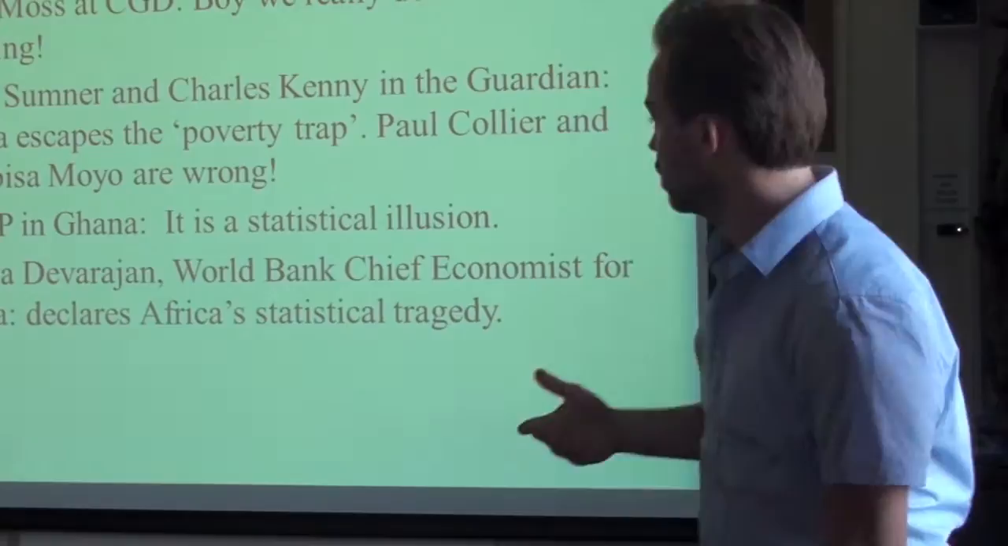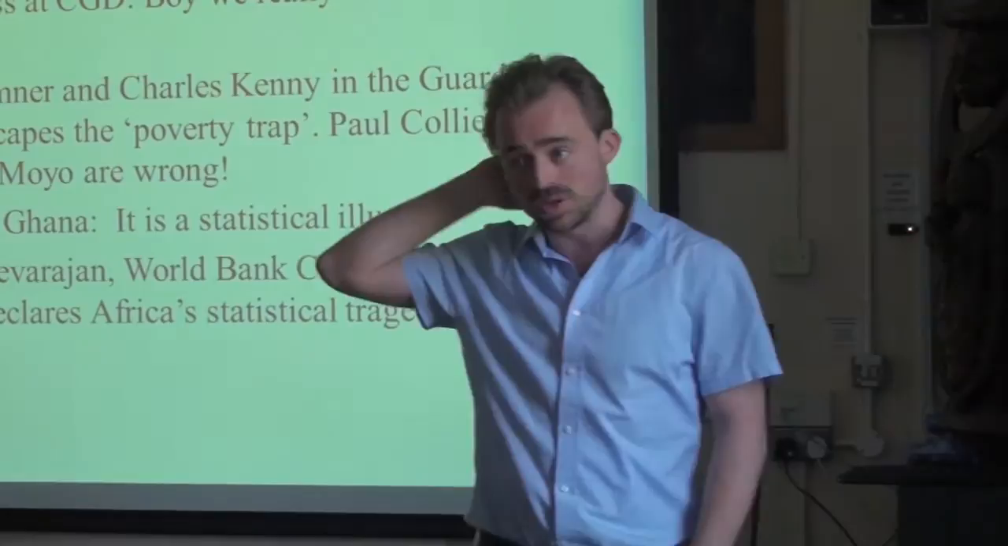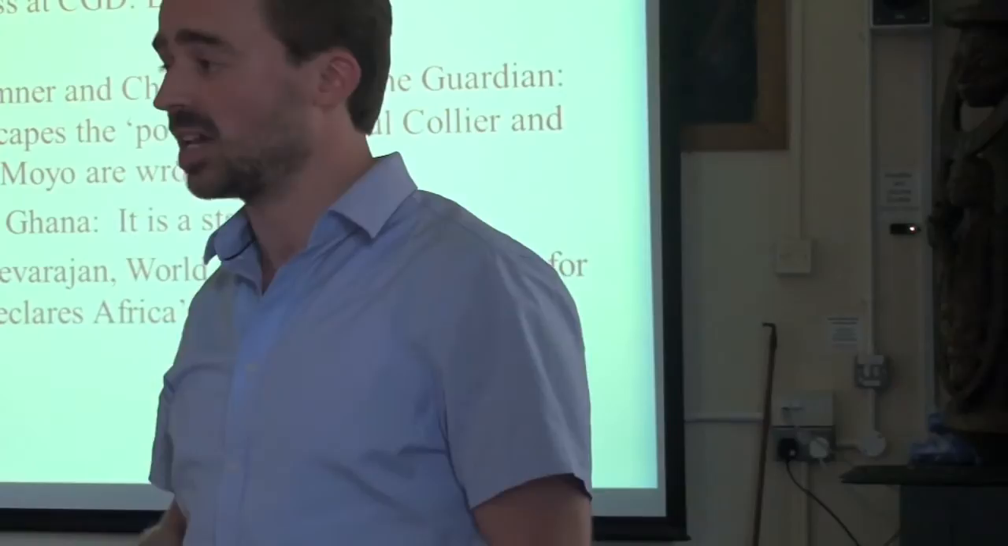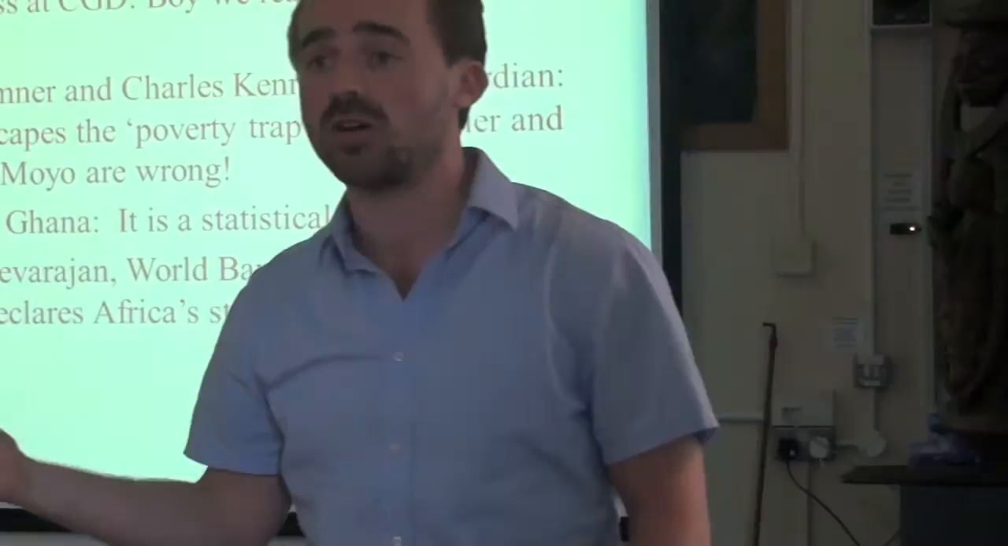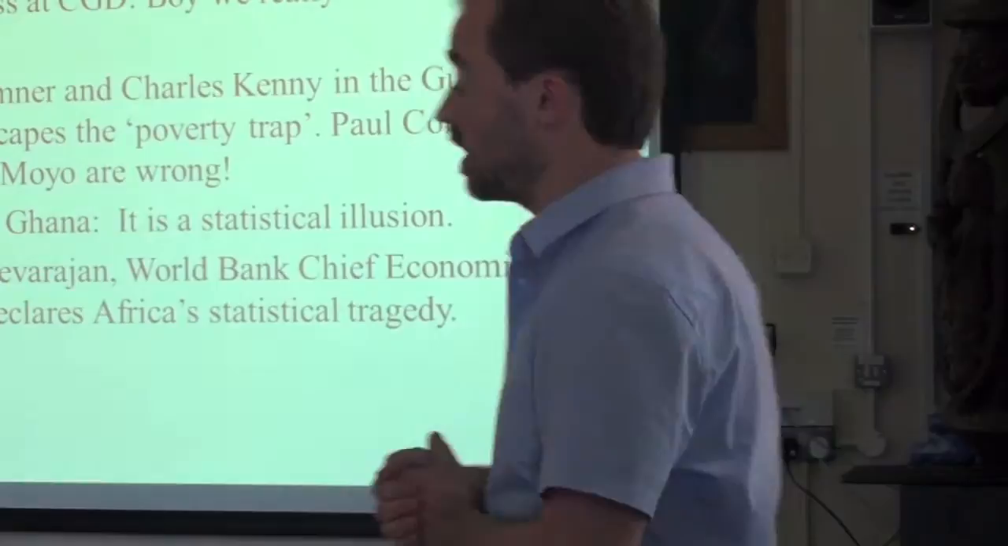Andy Sumner in London and Charles Kenny, previously World Bank, took a completely different spin. They wrote an op-ed in The Guardian saying, haha, now it turns out Paul Collier and Dambisa Moyo are wrong. Ghana has shown that it just moved out of the poverty trap. So taking it undoubtedly as good news.